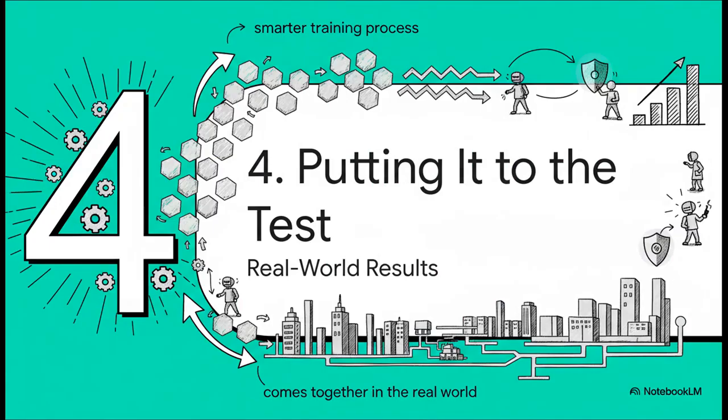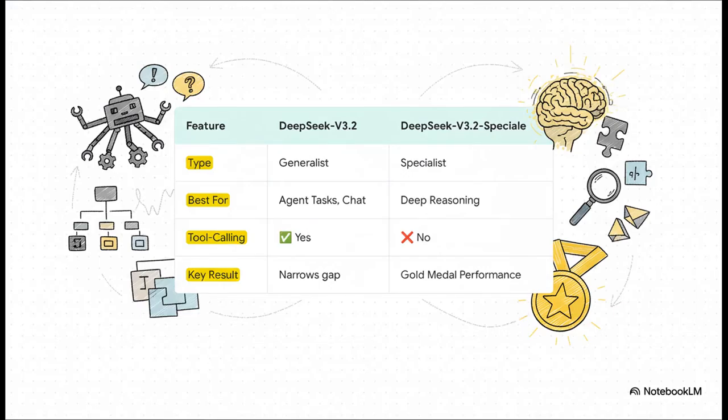Right, Section 4, putting it to the test. So you've got this more efficient architecture, a smarter training process, better agent skills, but how does it actually perform? Let's check out the results. So the team actually put out 2 different versions. First, you have the standard DeepSeek V3.2. Think of this as the all-arounder, the generalist. It's great at reasoning, doing agent tasks, and just having a normal conversation.